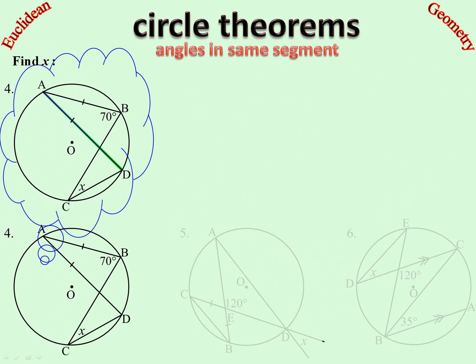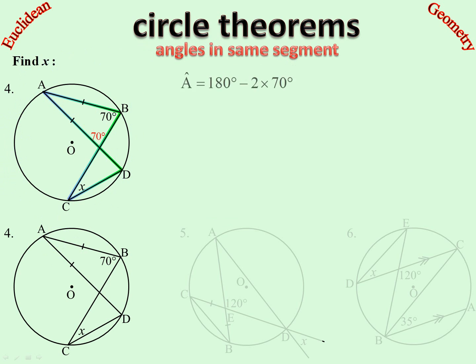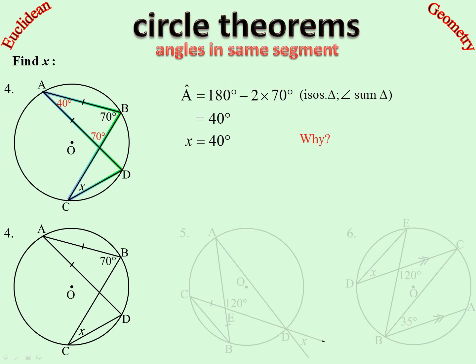Let's have a look at number 4 now. Right, we have another one of these bow ties here. We need to find x there. Well, what is x equal to there? Notice I always start with the x, what I'm trying to find. So can I find that angle? Yes, because we have one angle in the isosceles triangle. There we are. So, A equals 180 minus twice 70. Isosceles triangle, angle sum triangle, which means A is 40. Which means X is 40, reason being angles in same segment.